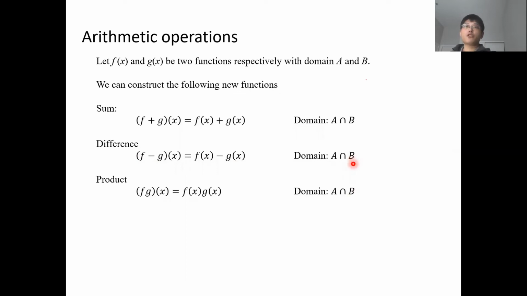So how about the product function? Well, the product function is defined similarly. The product fg is defined to be sending x to f of x times g of x. And the domain is again going to be A intersect B.